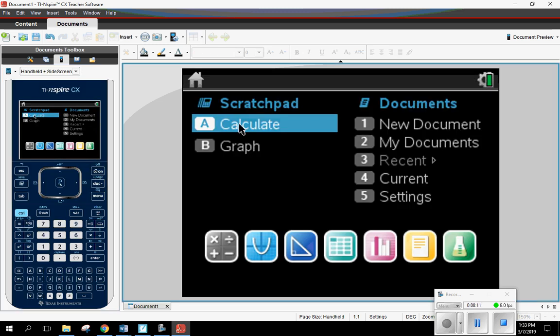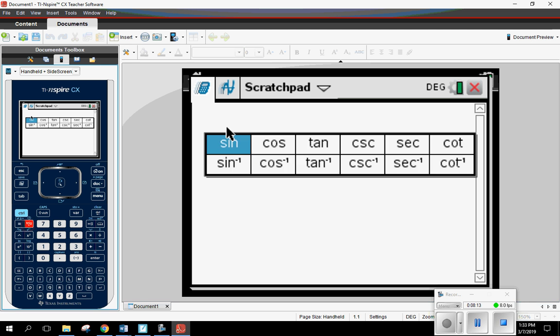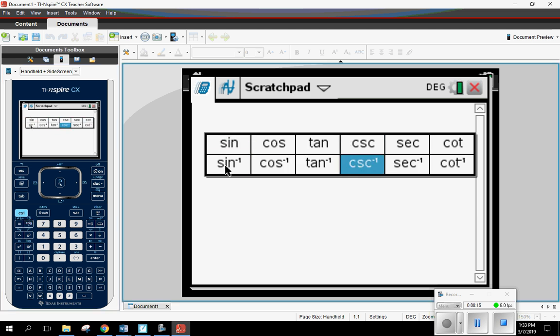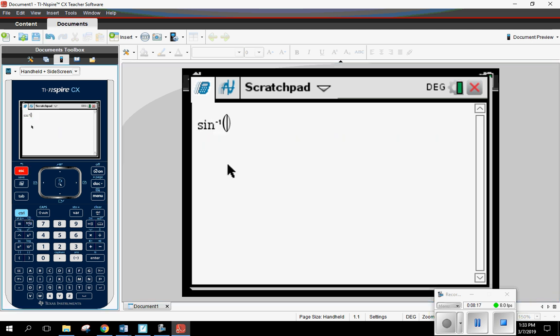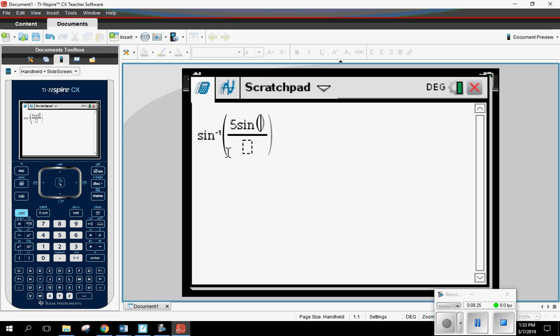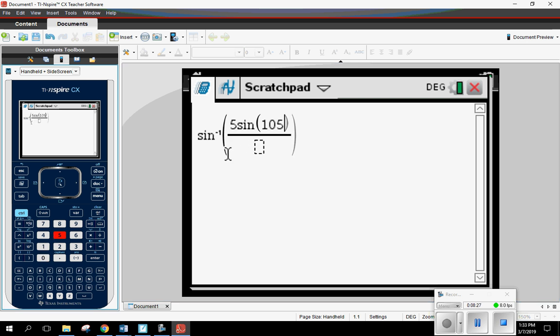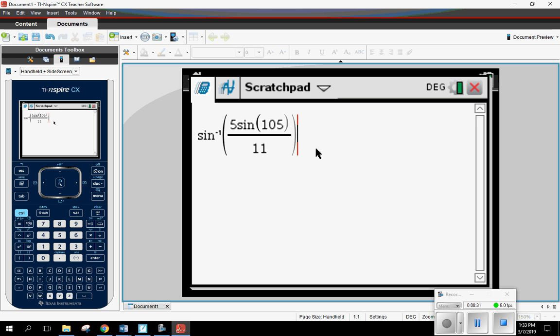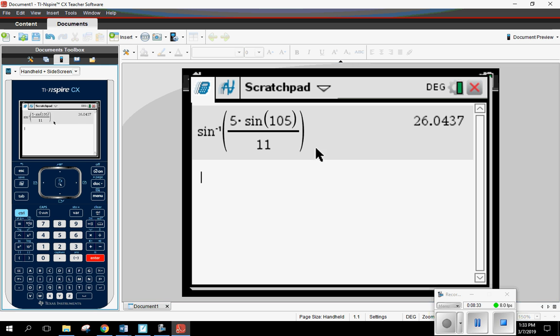Okay, so let's get to calculate. All right, so trig sine inverse. Interesting. Let me escape out of that. Control divide. Okay. So up top we had 5 sine of 105. And we're going to divide that by 11. Okay. All right, so when I push enter, it's giving me 26.04. Okay, so we can go ahead and say 26 degrees.